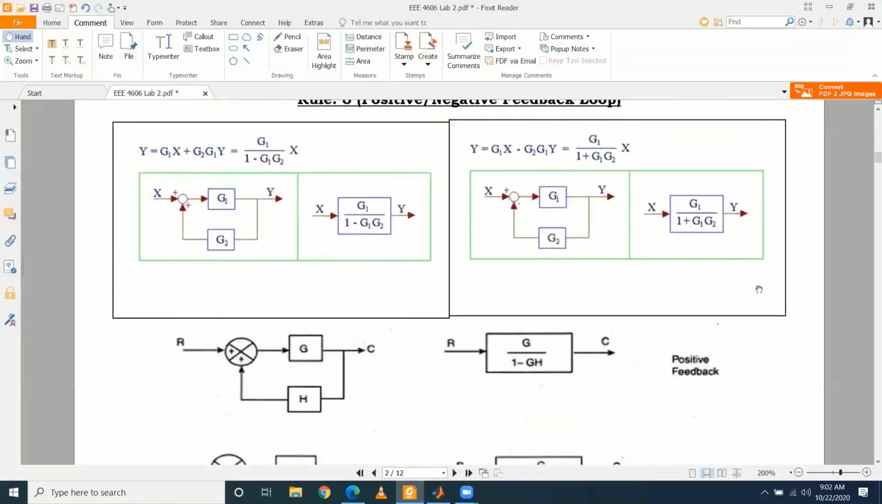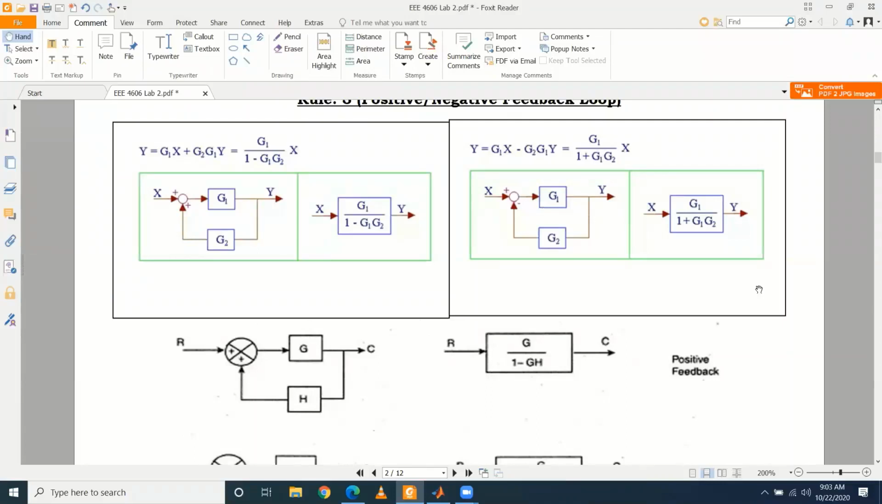Out of these two, one of them is the more generally used type of feedback. Can anyone tell me which one? Negative feedback. Yeah, negative feedback. Positive feedback is usually not used that much. Do you know why? It increases the noise in the system. Well, not actually the noise, instability. Positive feedback makes the system unstable, it's oscillating. Yes, that's correct. So it makes the system unstable.